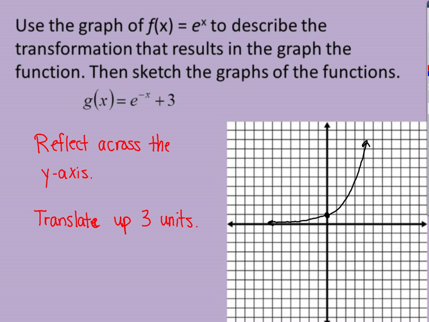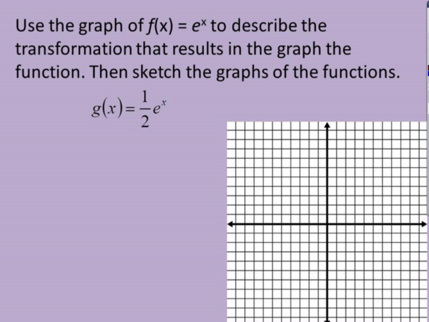So if here's our original function, the first thing we're going to do is reflect it across the y-axis. So instead, it's going to go up to the left and down to the right. But then we're going to translate it up 3 units. So all you have to do is move this point up 1, 2, 3 units. That means it's actually going to cross at 0, 4. And it's also going to move our asymptote. Our asymptote was at y equals 0. Now our asymptote is going to be y equals 3. So it's going to get closer and closer to 3 here and go up to the left.